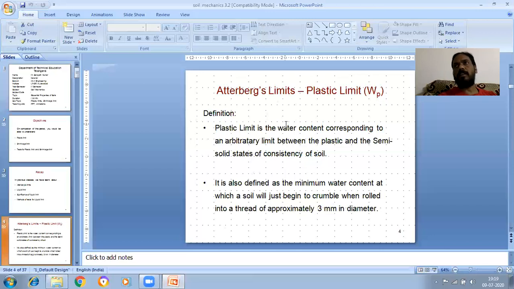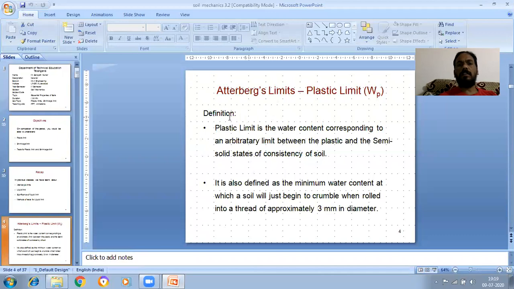The conversion point from liquid state to plastic state, that boundary point between the liquid state and plastic state, is known as the liquid limit. Similarly, plastic state to semi-solid state is known as the plastic limit. The semi-solid state to solid state boundary point is known as the shrinkage limit. So that's what we have discussed, and the liquid limit we discussed in the last class. Now today, let us discuss the plastic limit and shrinkage limit.